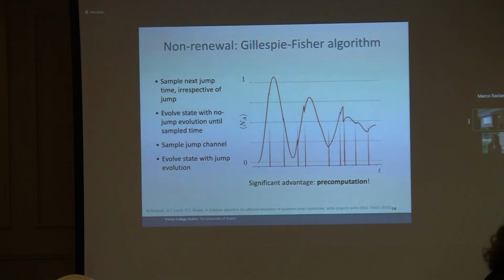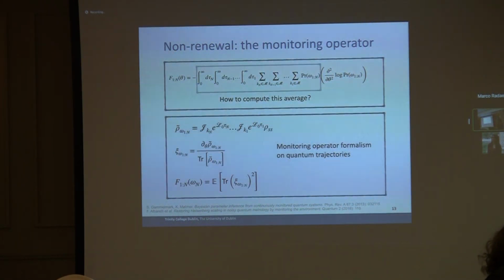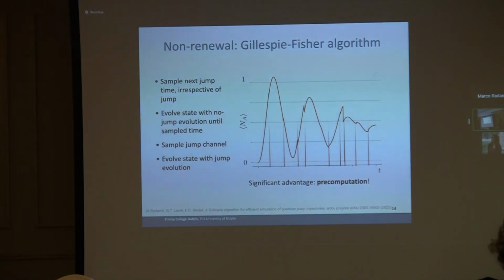Now, in particular, we have to evolve this object on quantum trajectories. We will evolve the state, and at the same time we will keep evolving also this operator. We can write evolution operators for this object, and we will evolve them in parallel, and in the end compute the Fisher information like this.